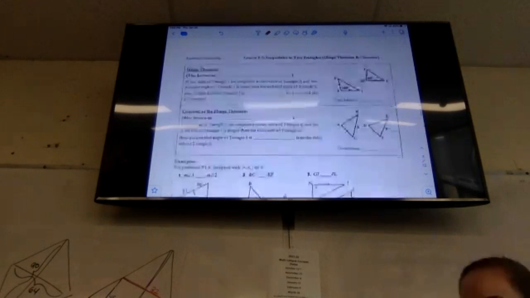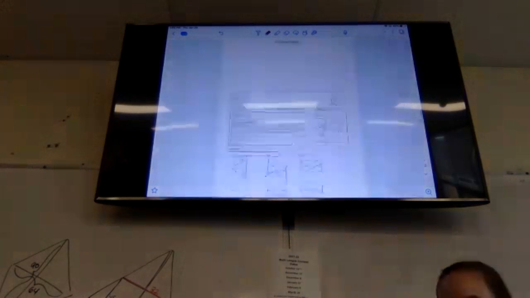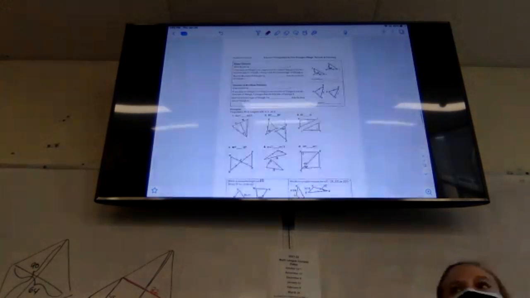Okay, this one is 5.7. This is inequalities of 2 triangles. This is just kind of less than, greater than, or equal to stuff. I just have a one-sider of this, and then we are done for today.